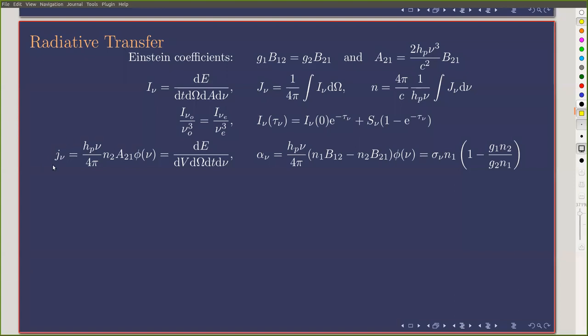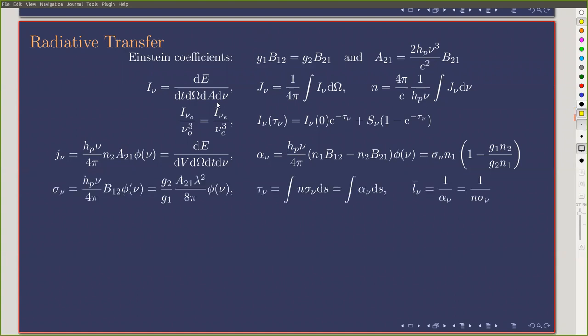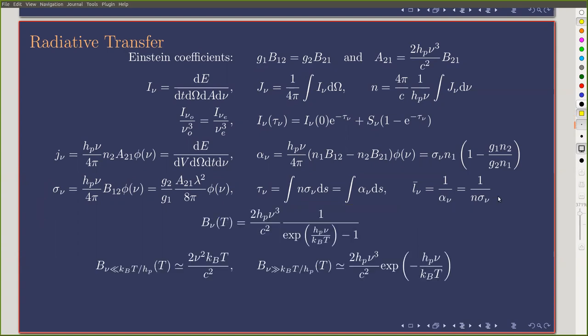Now this is the emission coefficient and absorption coefficient as a function of Einstein coefficients, and this is the cross section. This is an important quantity, that we have different cross sections as a function of different frequency, and this is the line profile function. We will be taking approximations for most of these things. This is the optical depth, and this is the mean free path.